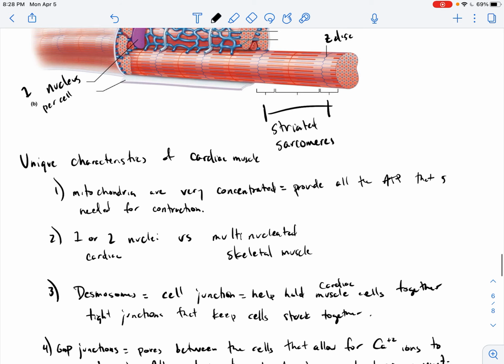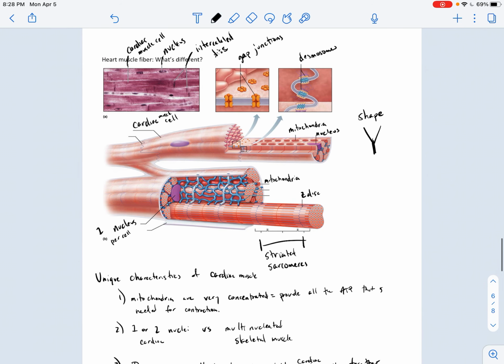Those are the major differences between cardiac muscle and skeletal muscle, and you can see some of them here. The intercalated disc, which is one vocabulary term that I didn't talk about, is just the junction between muscle cells. So there's nothing special about it. Intercalated disc is just the junction between heart muscle cells, and you can see it there.